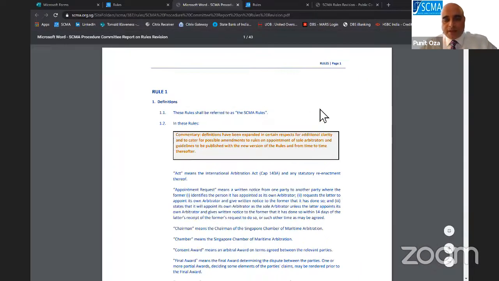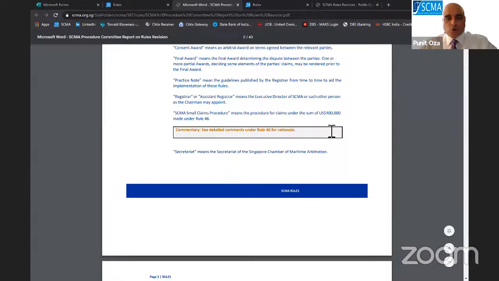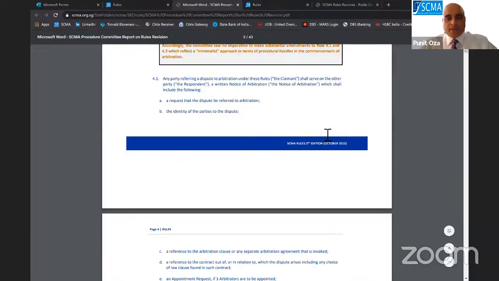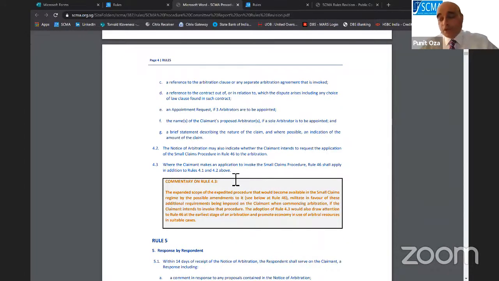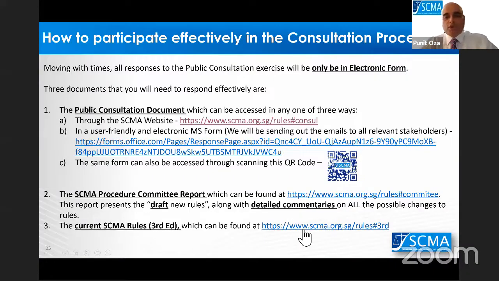This is effectively a mock-up of the possible new rules. So for example, if you remember Andrew talking about rule 4.3, which is a new rule, that's already here. So this is how it will possibly look. It's very interesting that you get access to this. You will have to, of course, refer to this particular document as you go along all the time. And finally, there is also access to the current rules, which is also on the SCMA website.